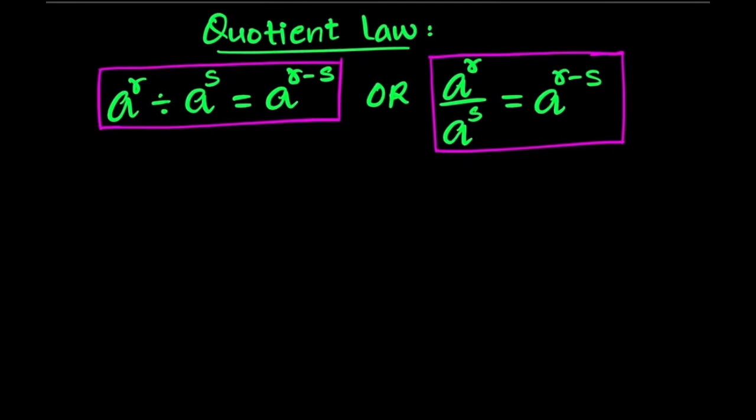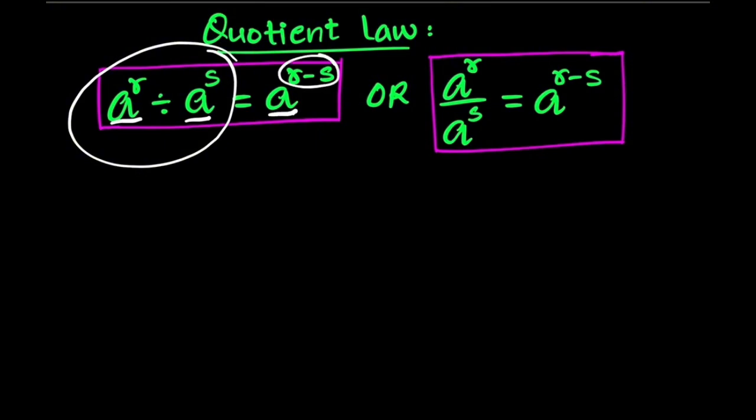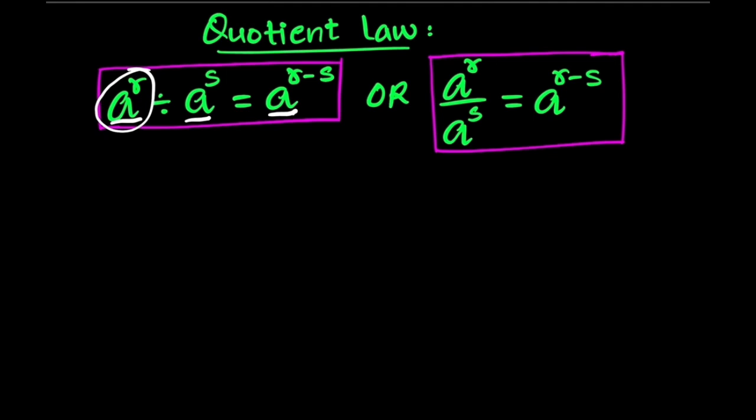Hello everyone, in this video let's go through the quotient law of exponents and some of the problems associated with it. The quotient law of exponents states that when powers with the same bases are being divided, the quotient will be given by the same base raised to the difference of the exponent. So a raised to r divided by a raised to s is equal to a raised to r minus s.